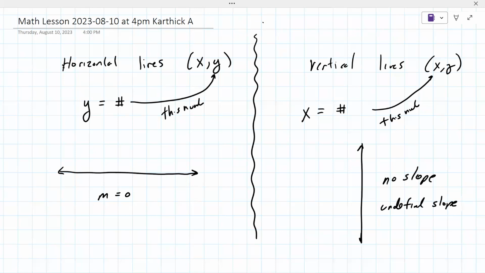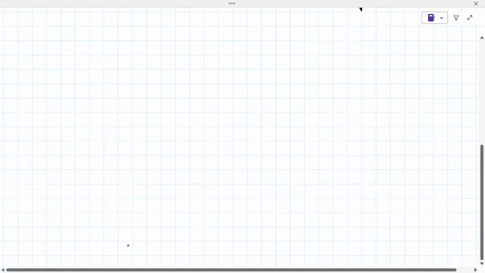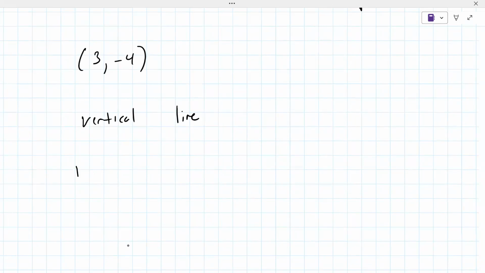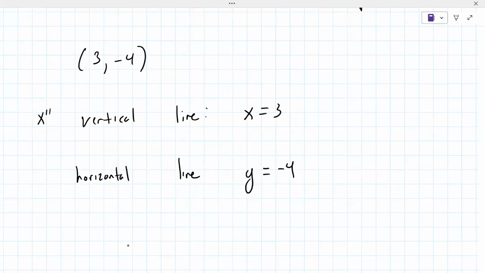Now, the other thing is I could give you an ordered pair, like 3, -4. And I could ask for the vertical line or the horizontal line. So the vertical line is x equals 3, and the horizontal line is y equals -4. The vertical line has to be the x, the horizontal line has to be the y. Got it.